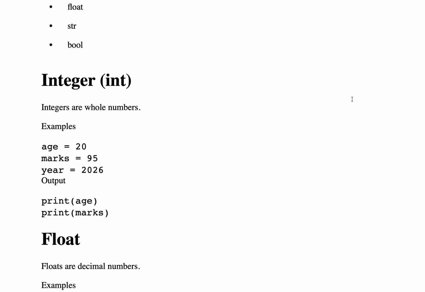Now let's print them. Age equal to 20 and marks equal to 95. Print age, print marks. When we run the program, Python prints the values exactly as they are. Integers are mainly used for counting things such as age, number of students, marks, quantity, and many other situations where decimal values are not required.